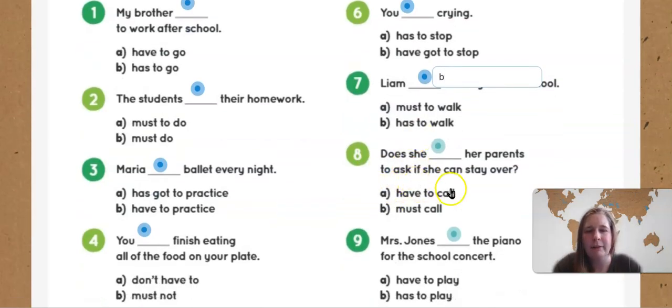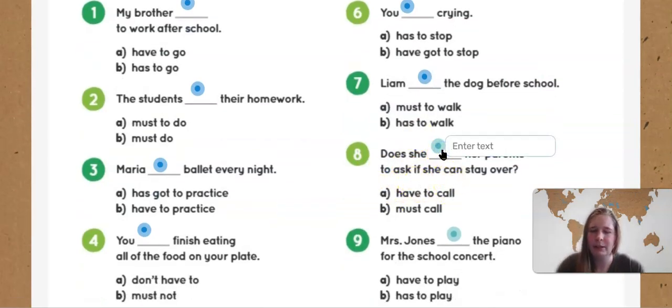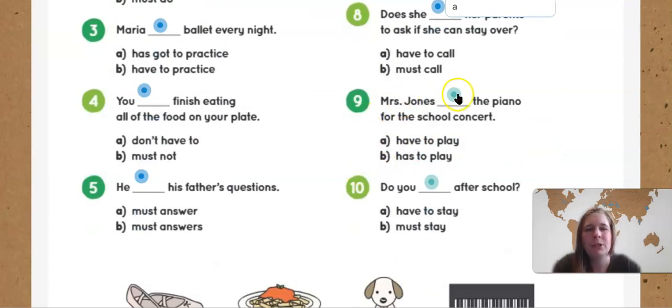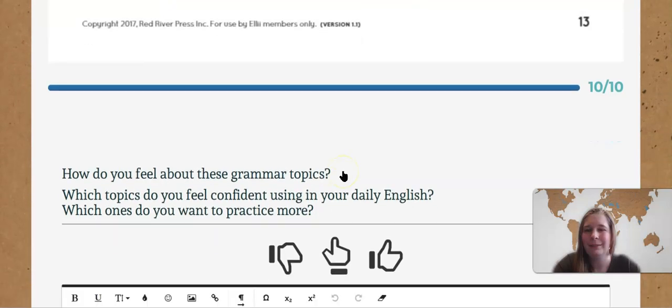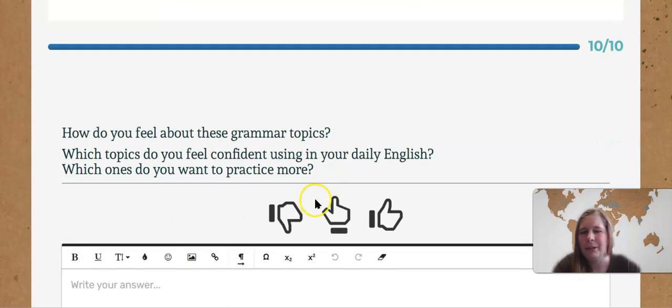Does she have to call her parents? Yes, she must call. We can't use must call with does. It would be must she call. Mrs. Jones have, has. Subject she, has. B. Do you have to stay? Must stay. For question, must you stay? Here, do you have to? A. Great job.